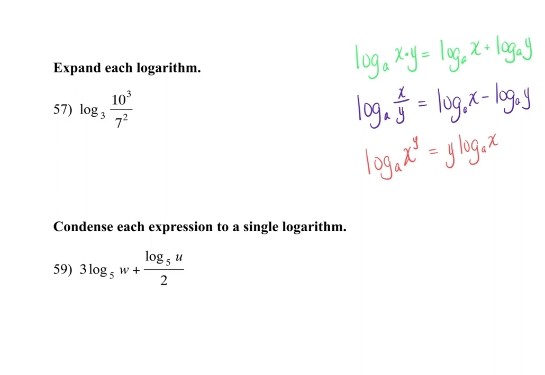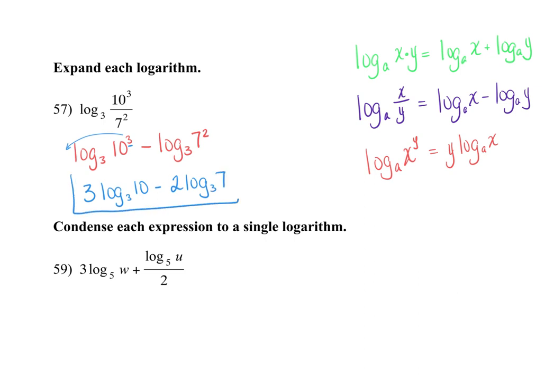So if I look at this first one, it is division. So I can break this up into multiple logs by subtracting. I'm going to say log base 3 of my numerator, which is 10 cubed, minus log base 3 of my denominator, which is 7 squared. And then I can apply that third rule and move those exponents. Those exponents can go in front. So now I have 3 log base 3 of 10 minus 2 log base 3 of 7. That's all I'm doing here. I'm just expanding.